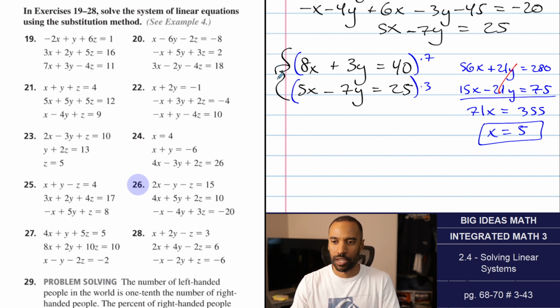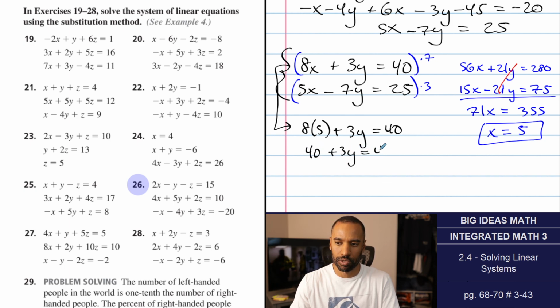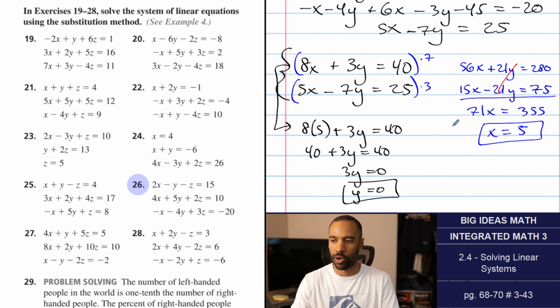Let's take the top equation and maybe rewrite that one. That's 8x plus 3y equals 40. That's 40 plus 3y equals 40. So 3y equals 0, or y equals 0.